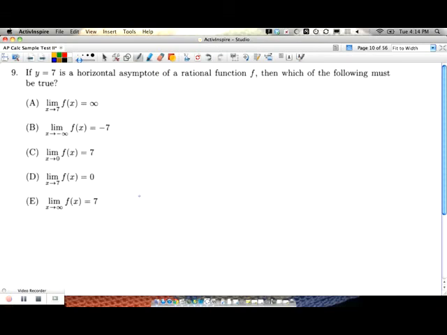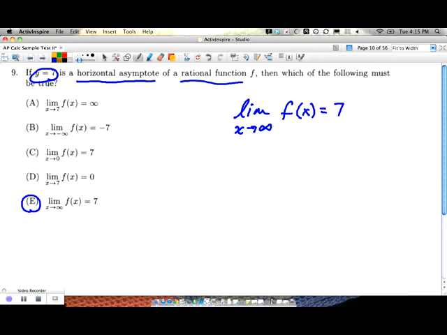Alright, last one for this video. If y equals 7 is a horizontal asymptote, that means it's a vocabulary word that we need to start looking at for the rational function f. Horizontal asymptote: if we're looking at a horizontal asymptote for any function, whether it's a rational function or not, that means that the limit as x goes to infinity of that function is equal to that number. In this case, 7. That was pretty straightforward. That's E.